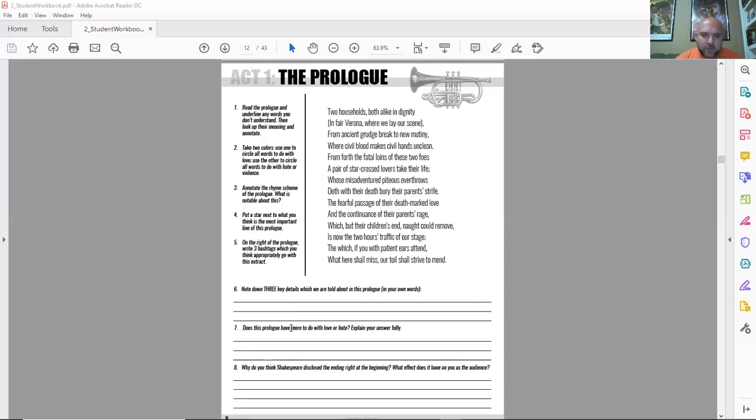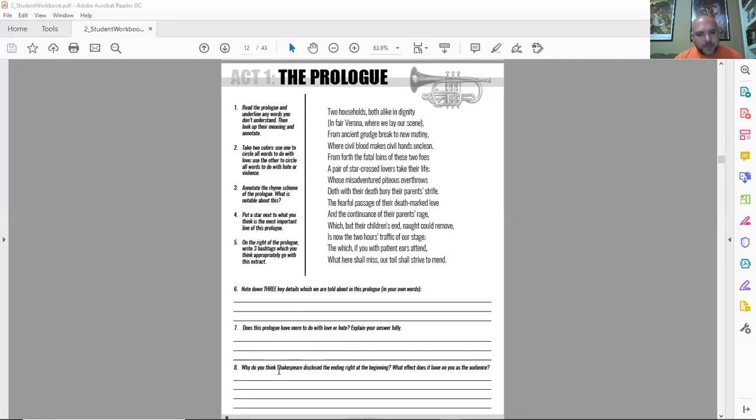Does the prologue have more to do with love or hate? Which is happening more in this? Which are you getting more information about, love or hate? And explain it. How do you know? Give me some evidence, just like our body paragraphs when we talk about essays. Make a claim, back it up with evidence. So the prologue has more to do with love because here's some evidence.